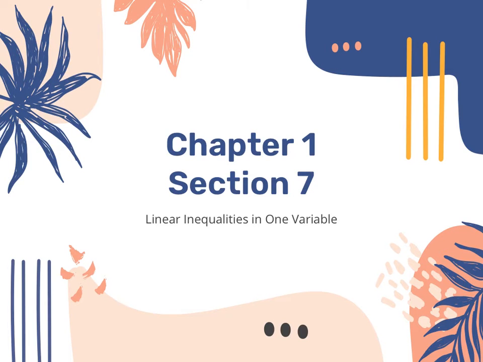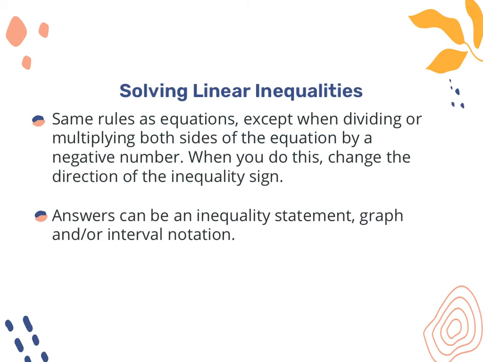So 1.7 is linear inequalities in one variable. Again, the good news is that this is mostly review, okay? We're solving equations without having an equal sign now. We have a greater than, less than sign, okay? The difference between Algebra 1 inequalities and Algebra 2 inequalities, the biggest jump, is that you're going to learn something called interval notation today. But the process of solving is exactly the same that you're used to.